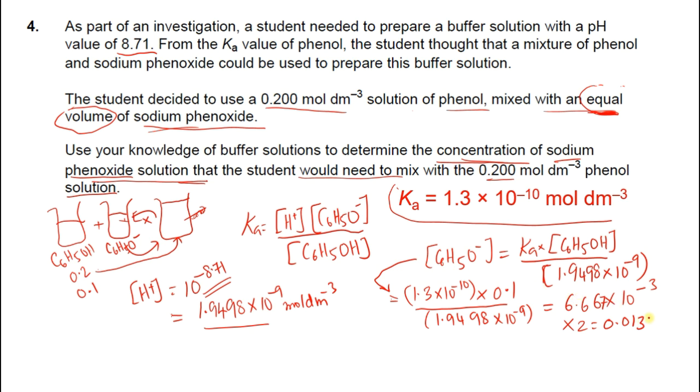0.0133. I'm going to put this to 3 significant figures. That's it, 0.0133 mole per dm cube. I multiply this by 2 because of this reason. We found the concentration of the sodium phenoxide in the mixture, and because we're using equal volumes of these, it has to be multiplied by 2. I hope that makes sense.